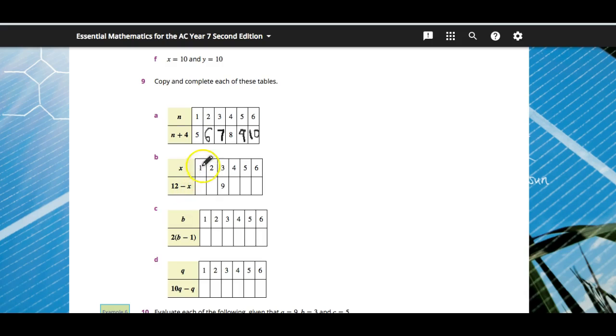So this time we're taking away the value of x. So 12 minus 1 is 11. 12 minus 2 is 10. 9, what do you think is going to happen? 8, 7, 6.